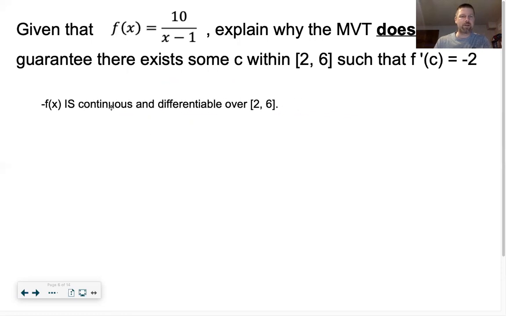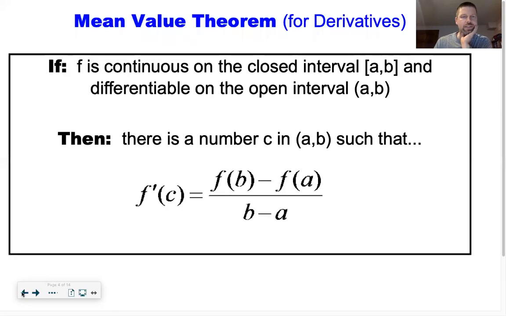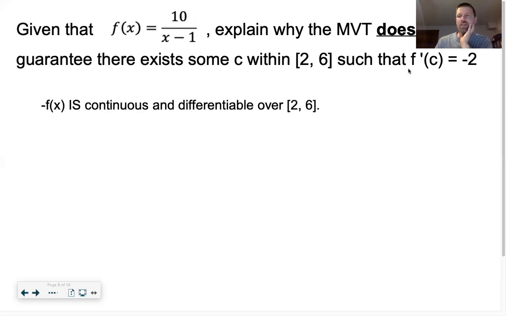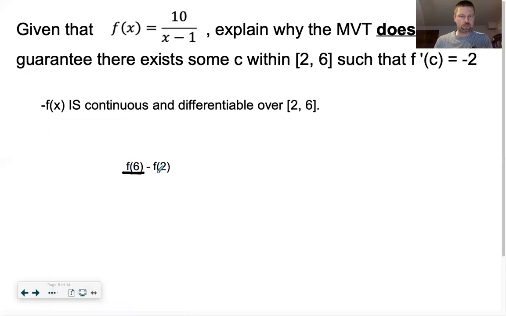But then there's that second part of the mean value theorem that has to work too. That second part says, if that happens, this is true. So we better check that f prime of c is actually equal to the average rate of change. This is claiming that there's going to be some f prime of c equal to -2. So let's just check. We're going to do f of 6 minus f of 2 all over 6 minus 2.